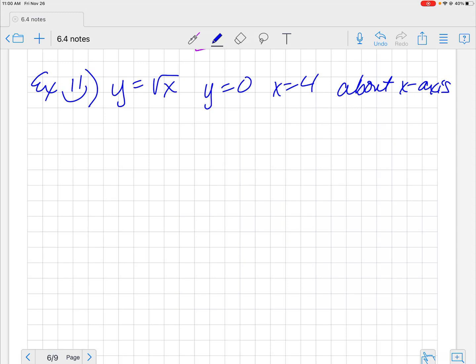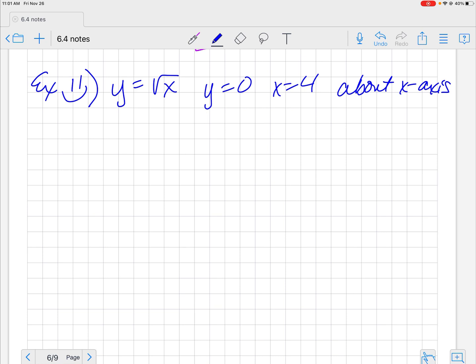Okay, let's do another example here. This one is not directly out of the book. Example: smiley face, which is so nice. y is equal to the square root of x, y equals 0, x equals 4. I'm going to find the volume bounded by these parameters and about the x-axis.